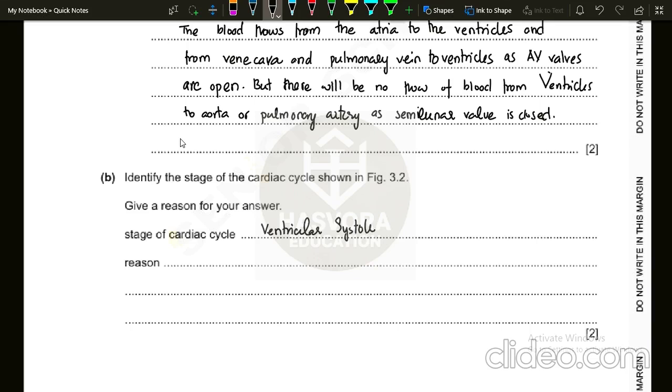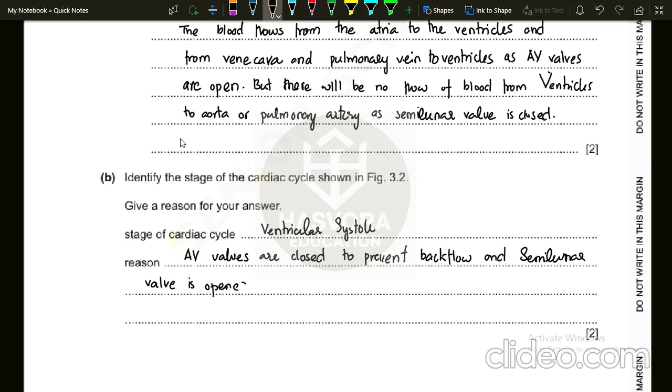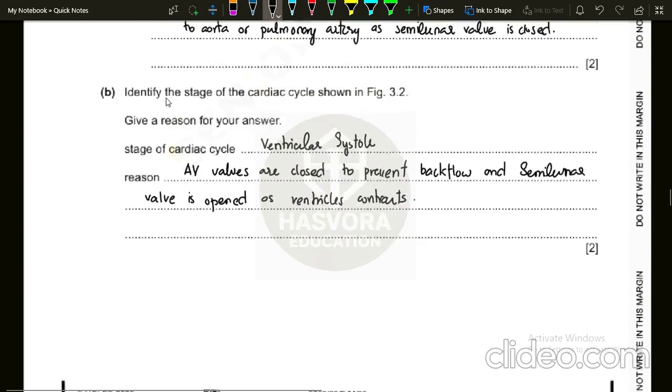The reason is the AV valves are closed to prevent backflow into the atria, and the semilunar valve is opened as the ventricle contracts. So this will be your answer.